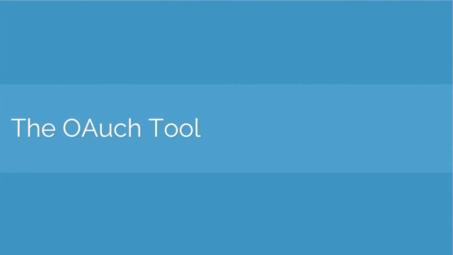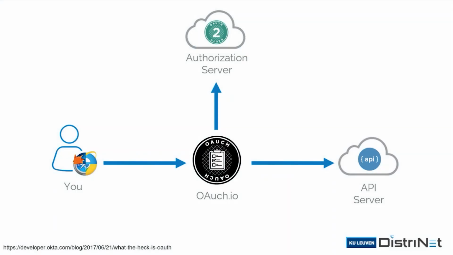Okay, so let's take a look at what it actually looks like. Just as a reminder, this is schematically what it looks like. We have this authorization server, which is the thing we want to test. We have this OAuch tool, which acts like a client. And then we have this API server. We don't test the security of this API server, but we just need it to test whether the access tokens are valid or not.